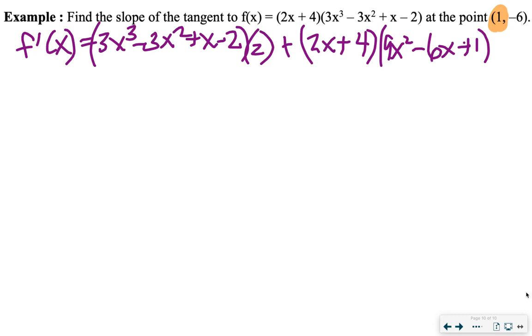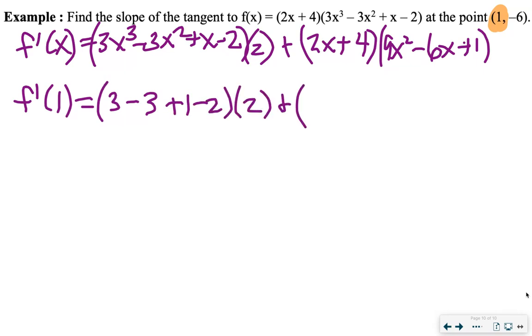Awesome. Again, you can go through and simplify, but I know what value of x I want to put in, so just sub in 1. If I put in 1, f prime of 1, I'm going to get 3 minus 3 plus 1 minus 2 times 2, plus 2 plus 4 times 9 minus 6 plus 1. And then evaluate there.